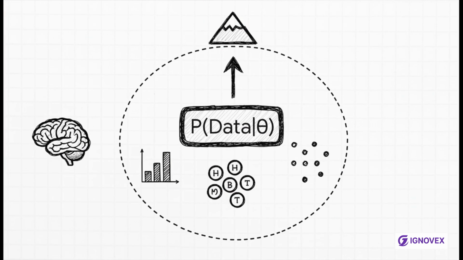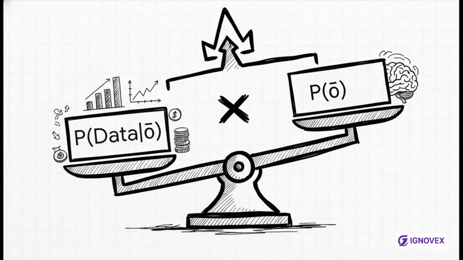So let's look at the math really quick. MLE is all about this one term, P of data given theta. All that means is what parameter, what theta, makes the data we actually saw the most probable. Notice the only thing that matters here is the data itself. But now, look at the MAP formula. It starts out the exact same way, but then it adds this crucial new piece, P of theta, our prior belief.